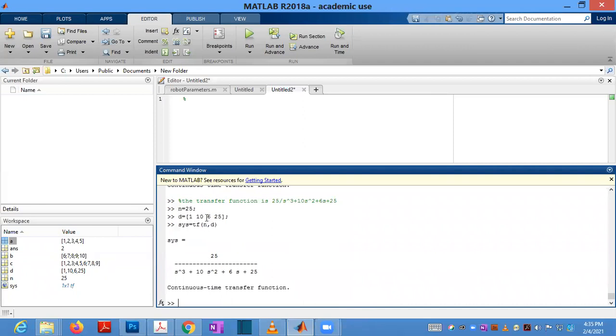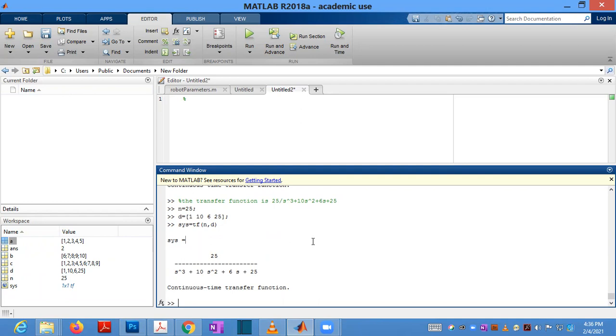So if the term is missing, you have to enter 0. If more terms are there, you can increase the length of the vector. So it should be in the decreasing order of the terms. So like this, the transformations are entered in MATLAB. This is one way to enter this transformation. There are so many ways to enter transformations. Those things we can discuss tomorrow.